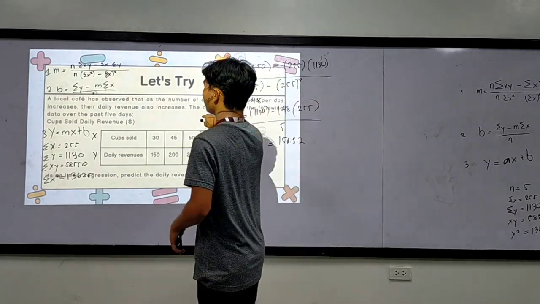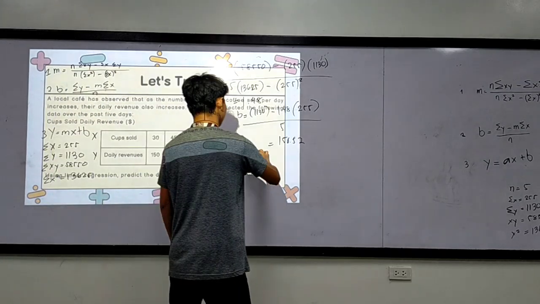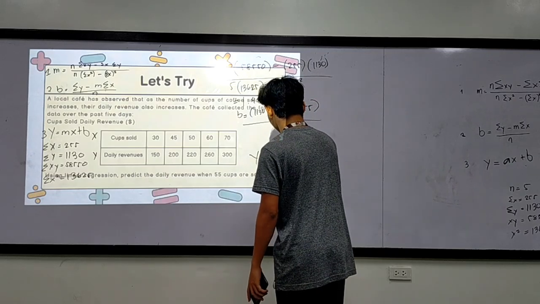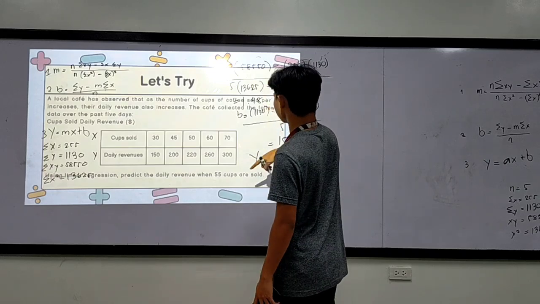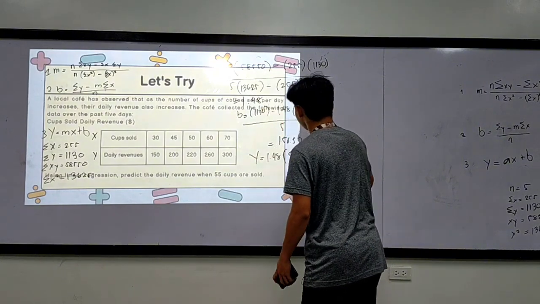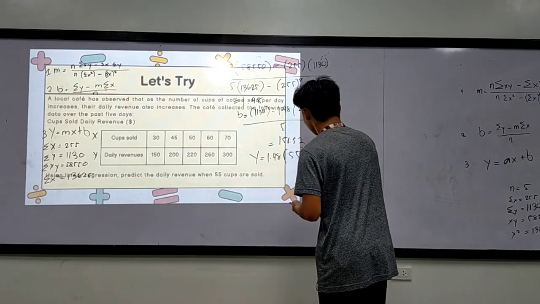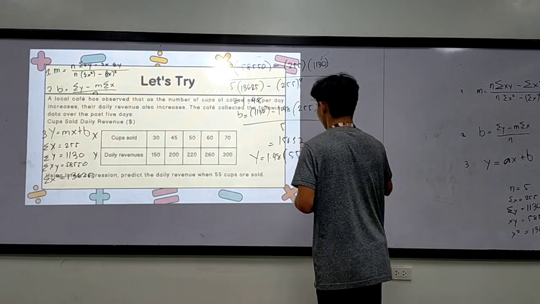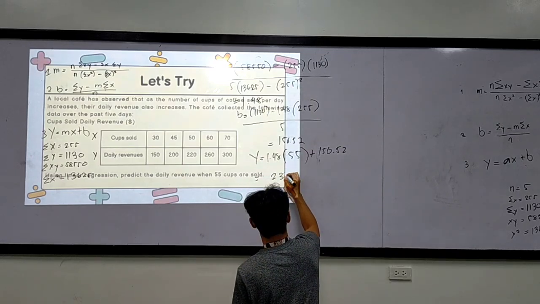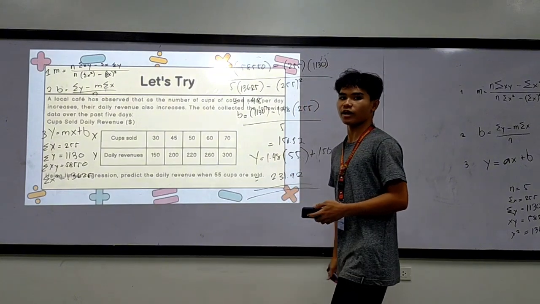Here we're going to use the linear regression formula. y is equal to m, which is 1.48, multiplied by x, the independent variable, which is 55, plus b, which is 150.52. The outcome of that is 231.92. So this is the answer for problem number 1.